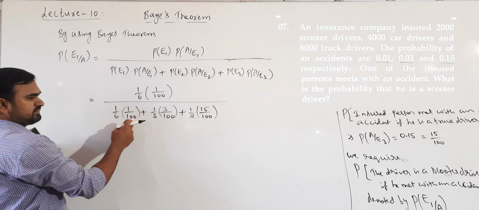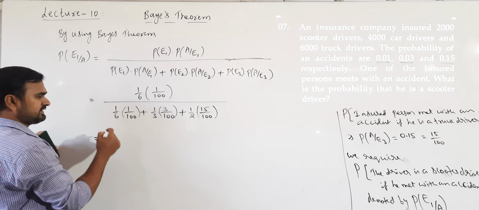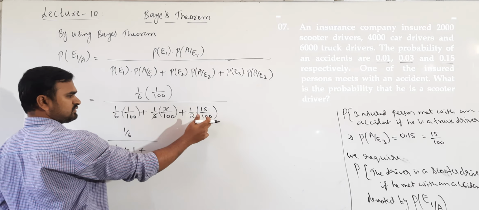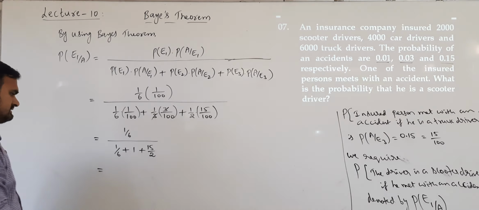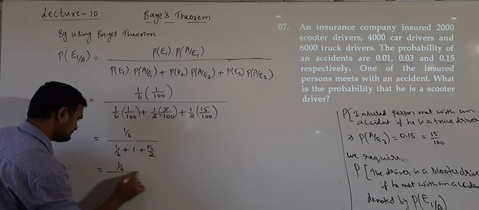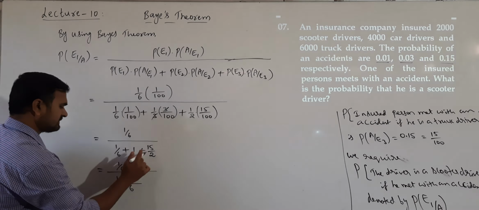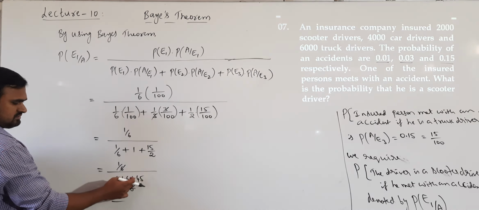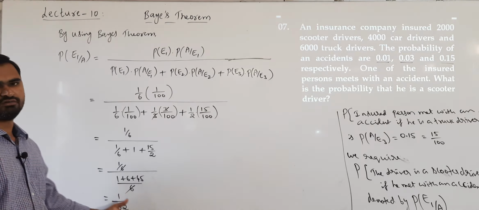So 1 by 100, 1 by 100, 1 by 100 I can take common and cancel. So after cancelling 1 by 100, what is remaining? 1 by 6 in the numerator, divided by 1 by 6 plus 3 by 1 plus 15 by 2. 6 is the LCM denominator, so 1 plus 6 plus 45, the 1 by 6 cancelled, and it is 1 by 52. So the required probability is 1 by 52.